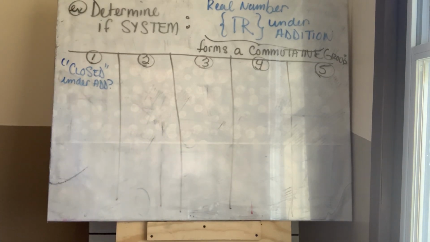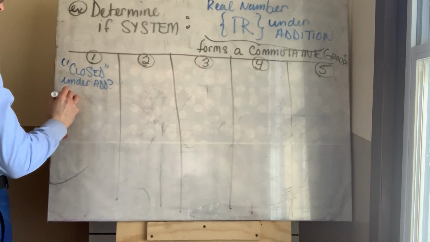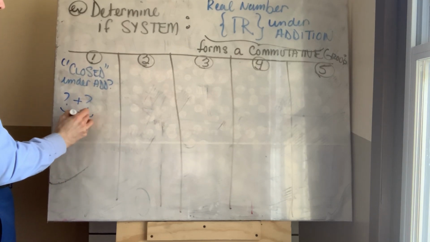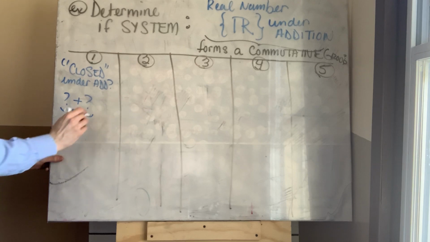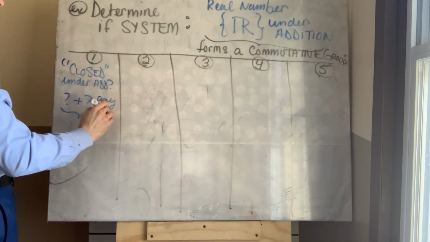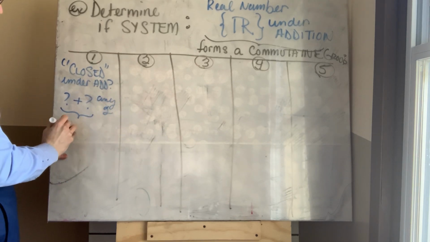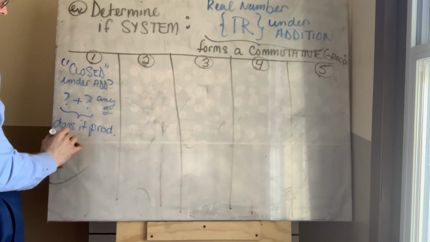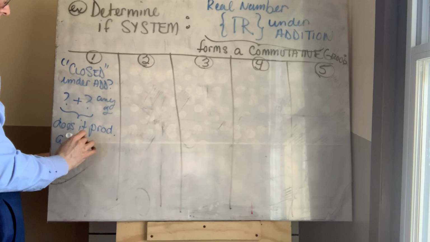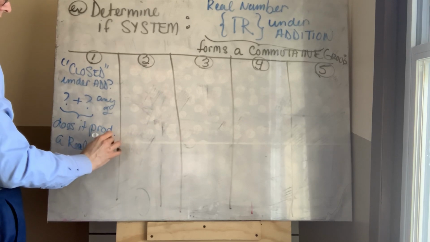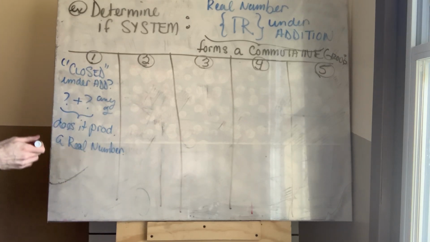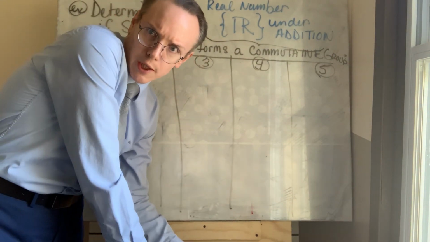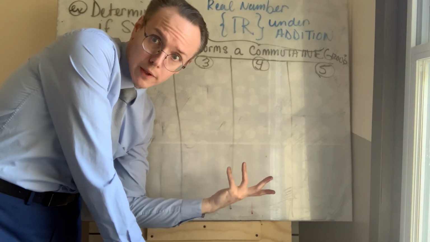Are they closed under addition? Which means if you add any 2 of these, does it produce a real number? The sum. If you added pi to pi, would you get a real number? Both of which are real.